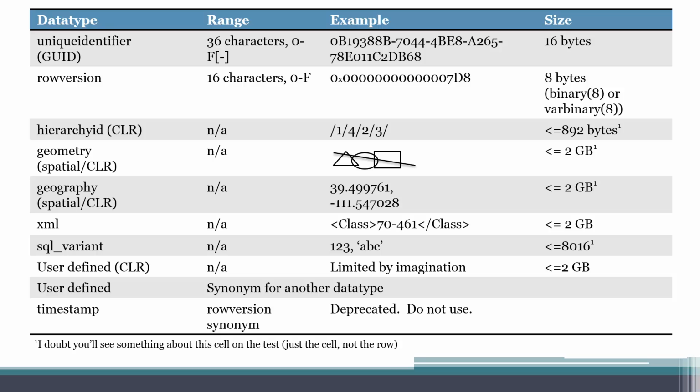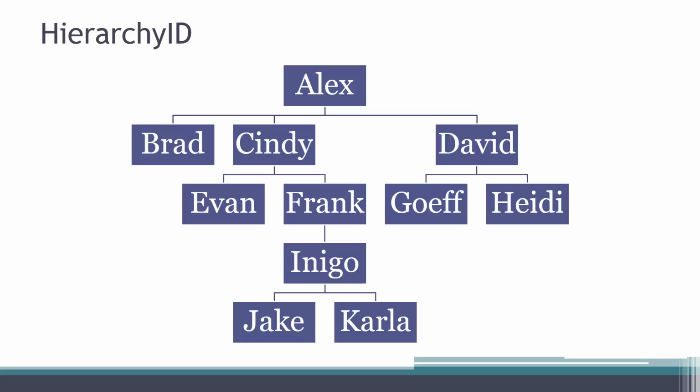All right, the next data type that we're going to talk about is called a hierarchy ID. Hierarchy ID is used to keep track of information about hierarchy structures. Let's give an example of what a hierarchy structure might look like. Here is an employee structure. You have Alex, who is our head boss, our CEO, and you have 3 people that report to Alex: Brad, Cindy, and David. David has 2 people that report to him, Jeff and Heidi. Cindy has 2 people that report to her, Evan and Frank. Frank has one person, Indigo has two people, Jake and Carlos. So here we have a hierarchy, a top level item, Alex, and structure down below him.